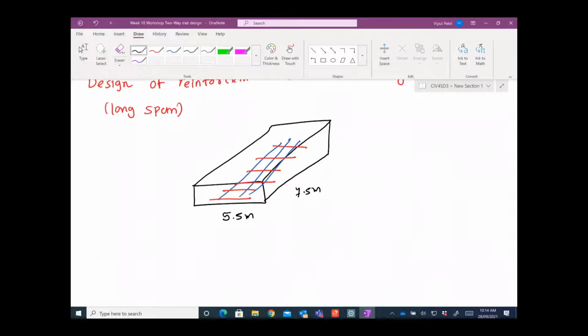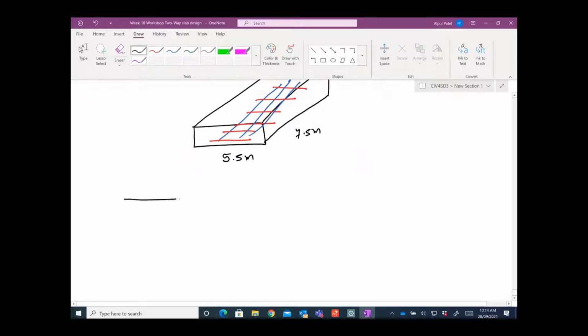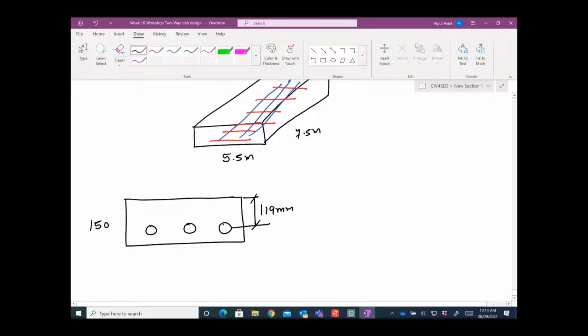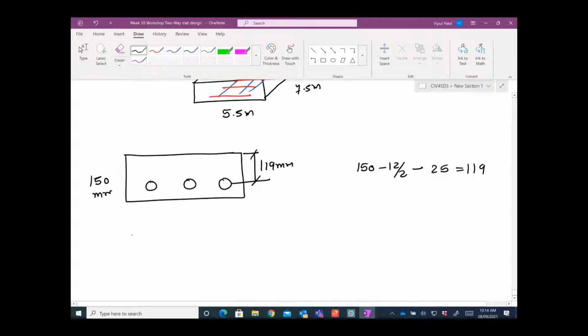There is one good point here: if you remember in my example, we have N12 bars and we calculated 119 from 150 millimeters, right, Dave? Because you have 150, take away 12, divide by 2, take away the 25 millimeter cover, you have 119. Now for the secondary one, it is going to sit on top of the primary one. So you have this primary one and there is a secondary one on top of it.